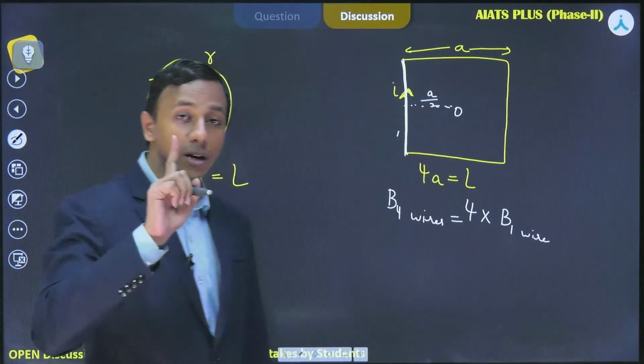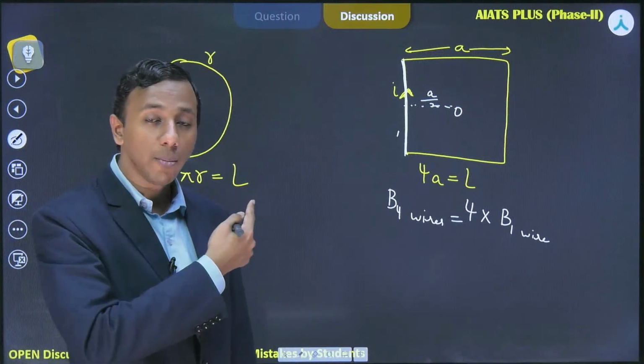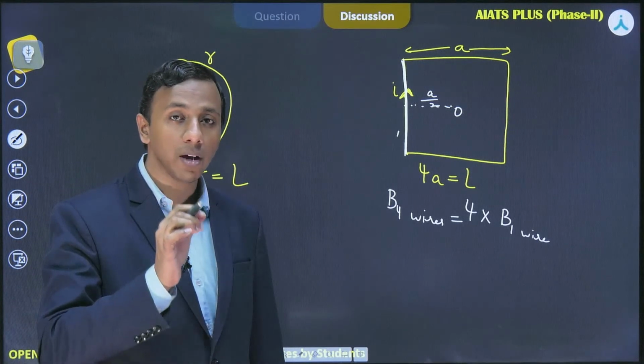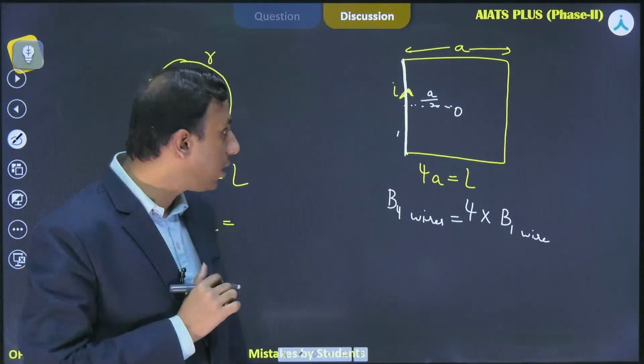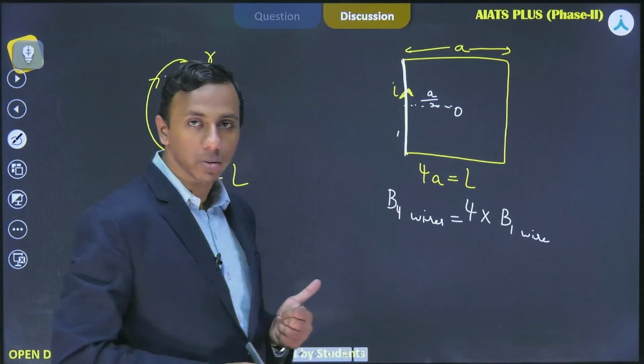Right? And what was the magnetic field due to one wire? That formula that we had written, right? Mu naught I by 4 pi d, sine alpha plus sine beta. Now what is d over here? d is your a by 2. All right.